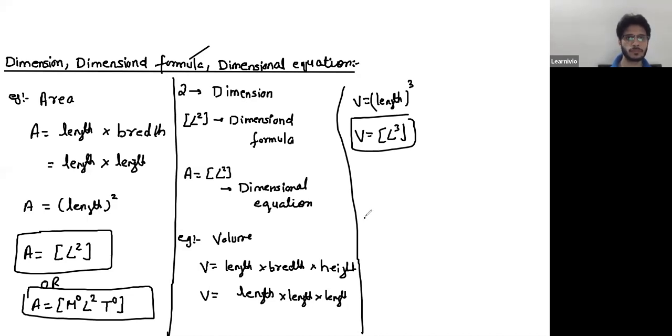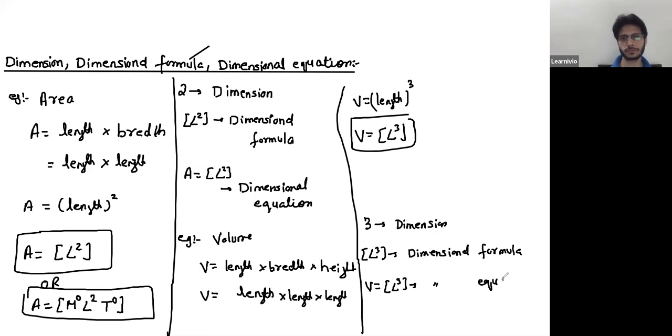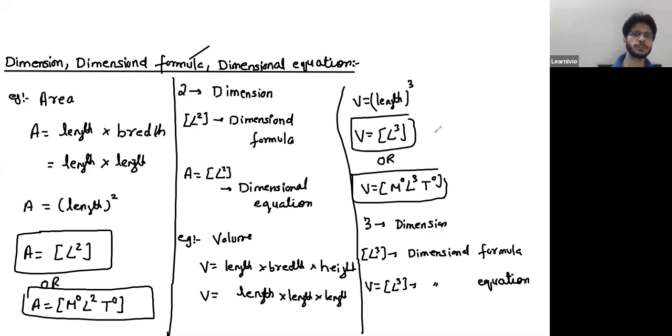The dimension of volume is 3. What about the dimensional formula, Fatima? L cube. L cube is the dimensional formula. And what about the dimensional equation? V is equal to L cube. V equal to L cube is the dimensional equation. Or you can even write this as V is M0 L cube T0. There's another notation, but I will always prefer this one.